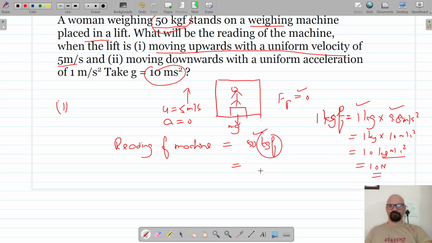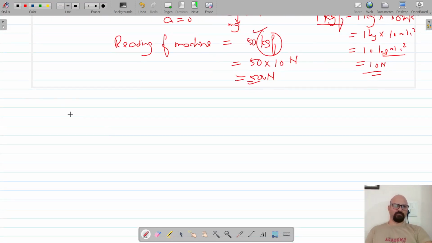So if we have to convert this into Newton, it has to be multiplied, because 1 kgf is equal to 10 Newton. 50 kgf would be equal to 50 into 10 Newton, so 500 Newton should be the reading. Okay, let's move on to the second case.